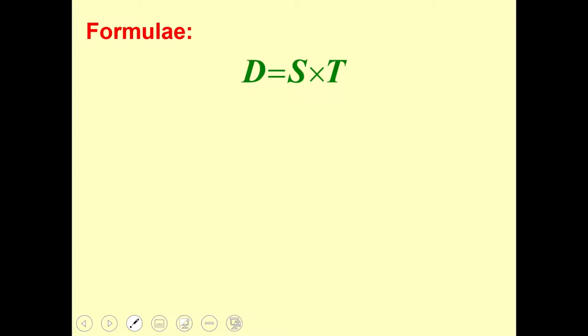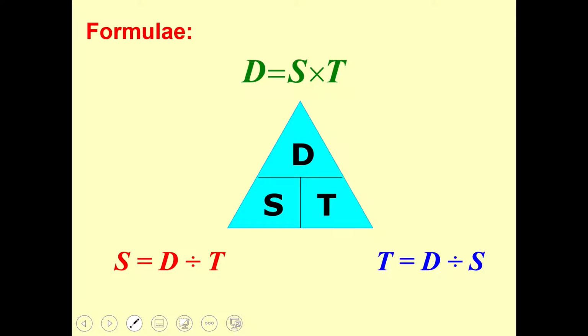So to calculate distance, you do speed times time. To calculate speed, it's distance divided by time, and time is distance divided by speed. And you may have seen this triangle being used to help you remember these formulas. So distance equals speed times time. Time equals distance divided by speed. That's why they're on top of each other. So let's look at some examples.